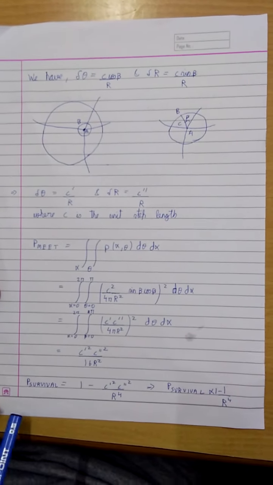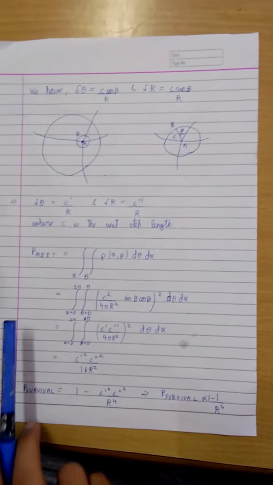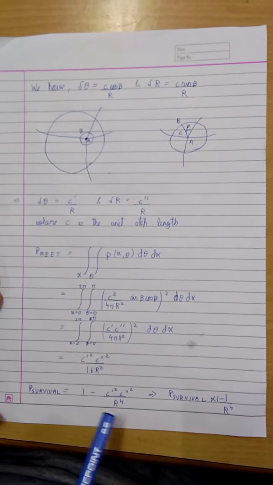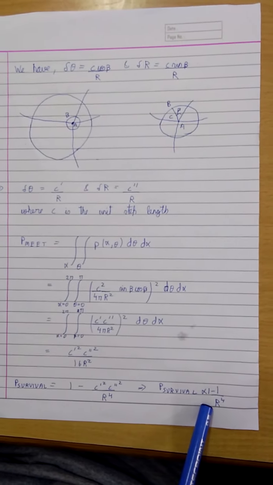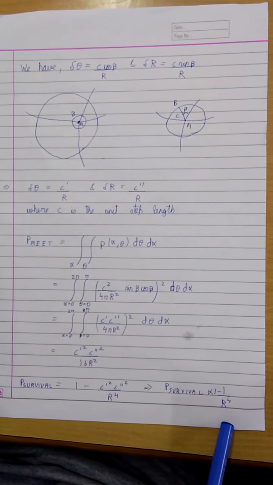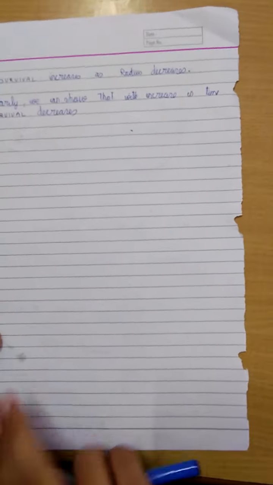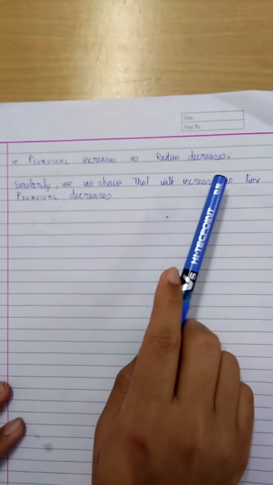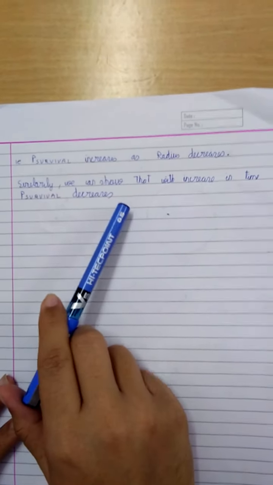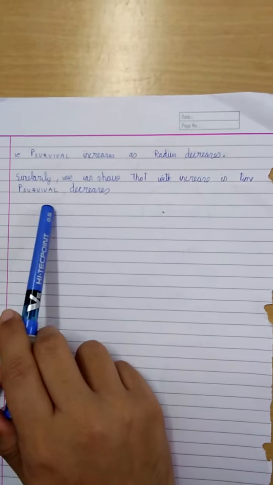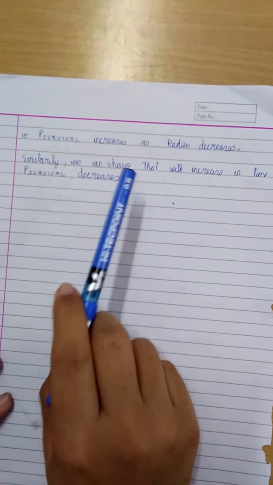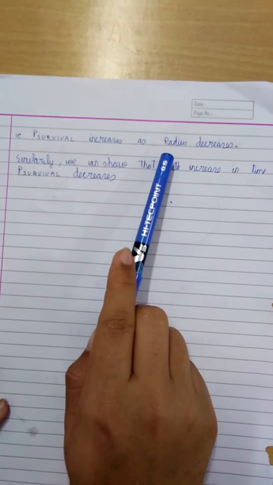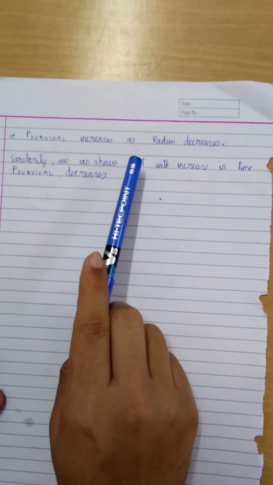We need to find the survival probability, which is given as 1 minus p meet, that is 1 minus C dash square C double dash square by R to the power 4. Thus the probability of survival is directly proportional to 1 minus 1 by R to the power 4. This implies the probability of survival increases as the radius increases. Similarly, we can also show that with an increase in time, the probability of survival decreases. Thus, this is the time dependency and this is the radius dependency of the survival of the rat in the second question.